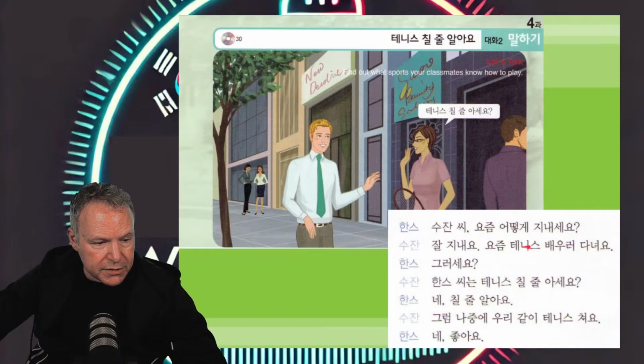Right. So other pieces that might be new for some people here. So we have the verb 알다, to know, 아세요. That's part of the pattern we're using here. We have 좋아요. 네, 좋아요. Yes, good. So 좋다, to be good. 네, yes, 좋아요, good. Let's move on to conversation 3.